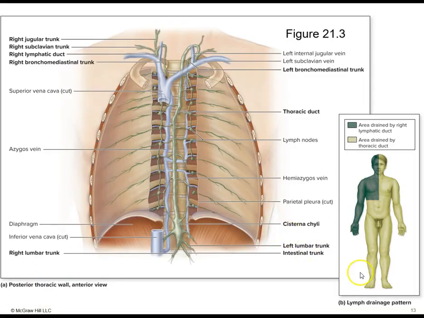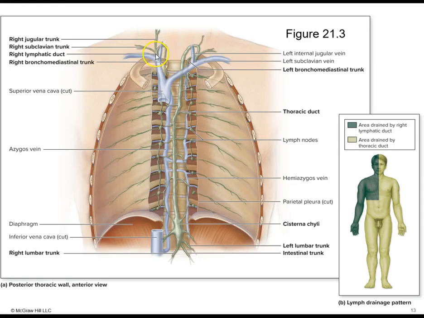All right, so here at the bottom right, you can see the lymph drainage pattern. So you can see the area drained by the right lymphatic duct here is going to be the right upper limb, the right breast and right thorax, and the right half of the head and neck. The rest of the body is going to be drained by the thoracic duct.